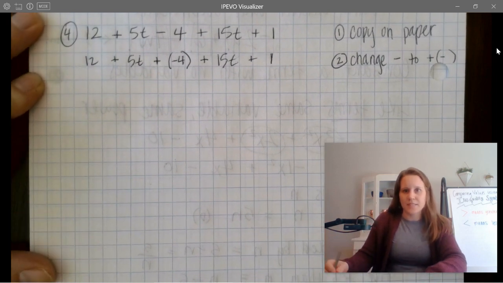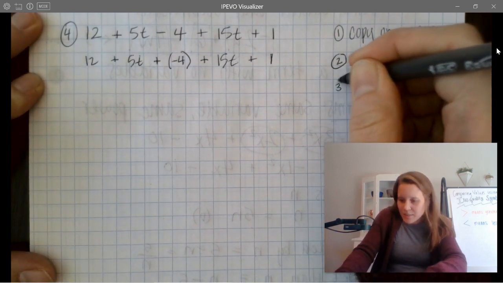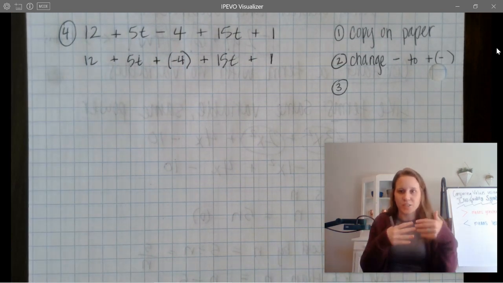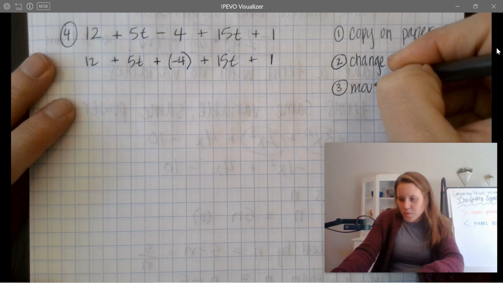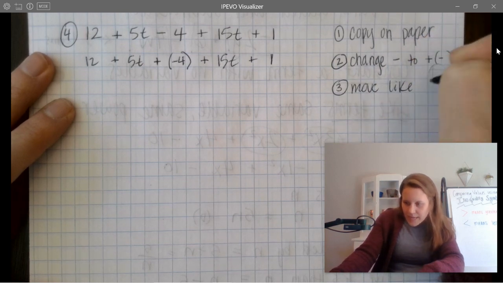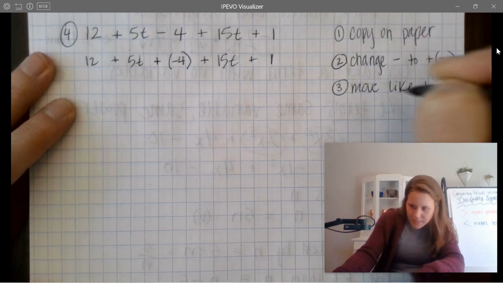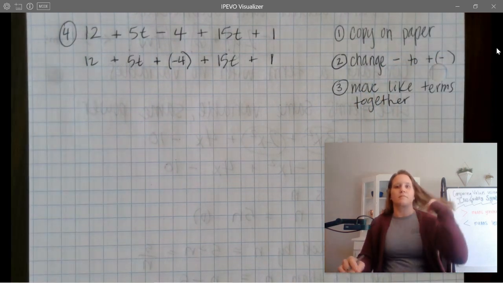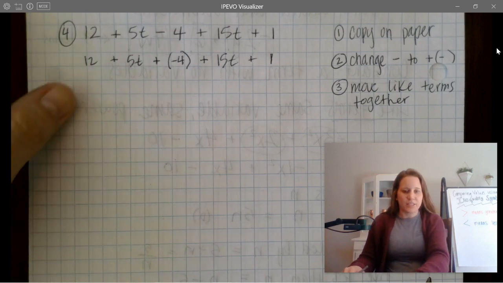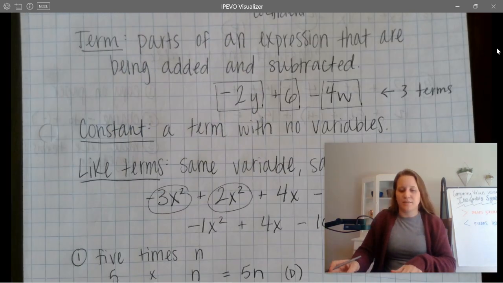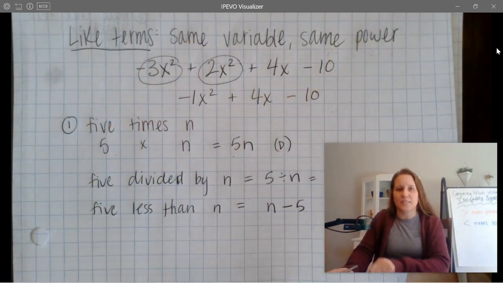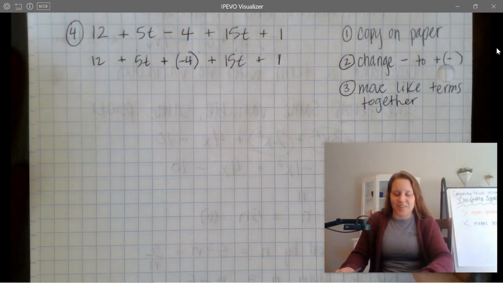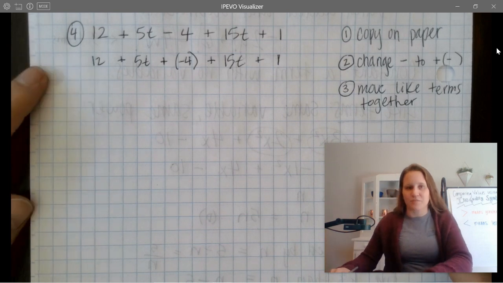Okay, the third thing that I'm going to do is I'm going to move like terms next to each other. Move like terms together. So remember, like terms, let me go back to my definition. Like terms have the same variable to the same power, okay? So here, there are no powers in this that are written. They're all to the power of 1. We just don't write that.